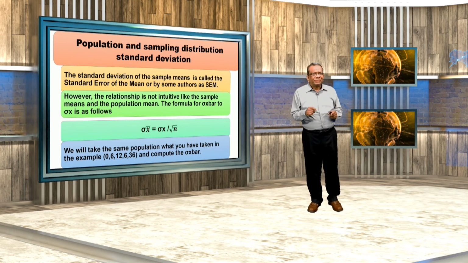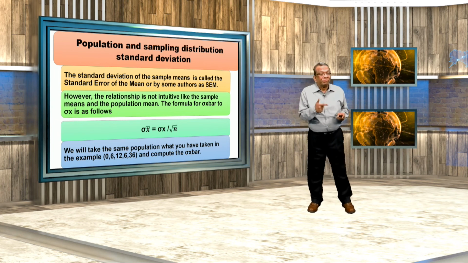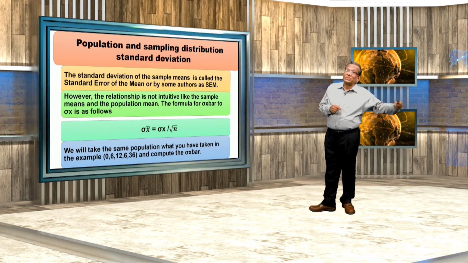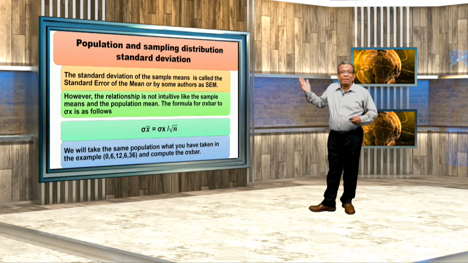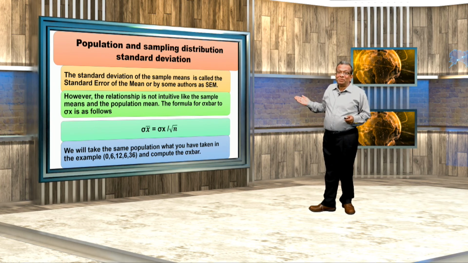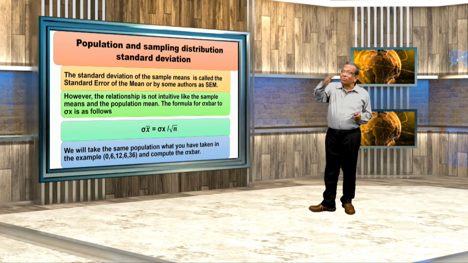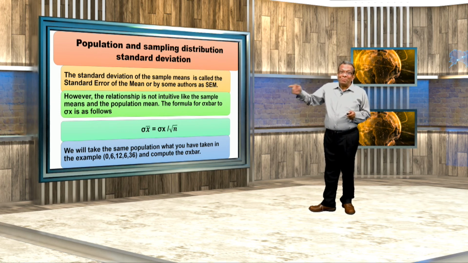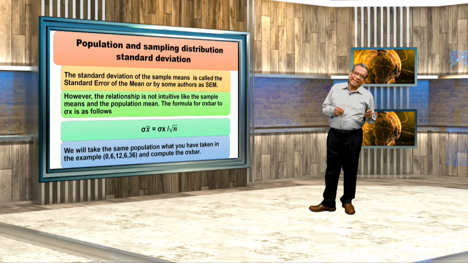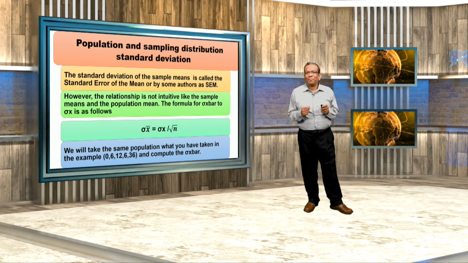Now, population and sampling distribution standard deviation. We have to be very careful now, between population standard deviation and sample standard deviation. It is not so easy, because the standard deviation of the sample means is called the standard error of the mean, or by some others the standard error of x bar, or generally just standard error.